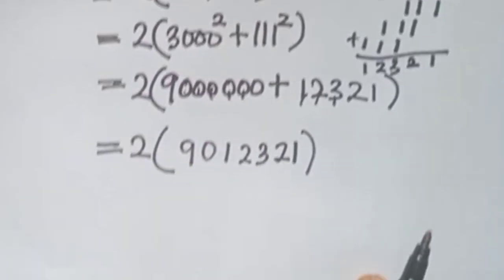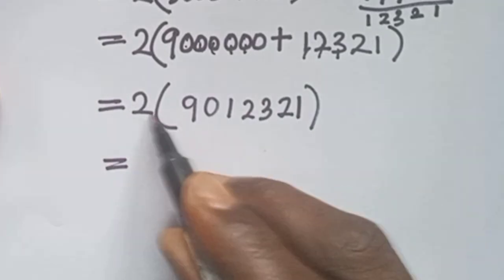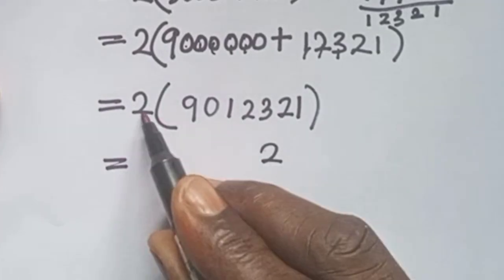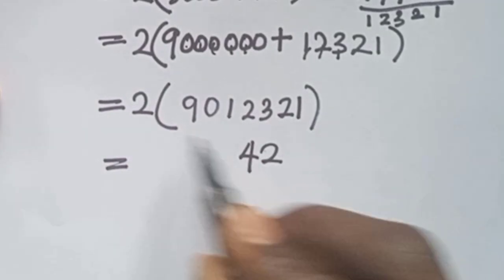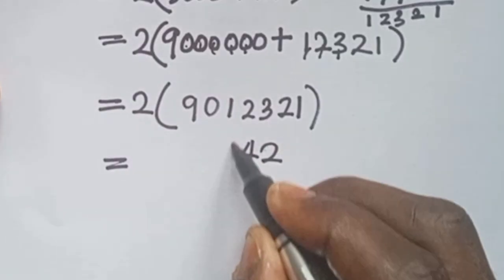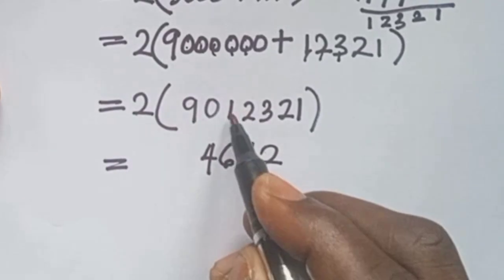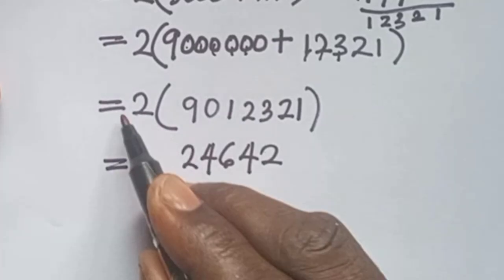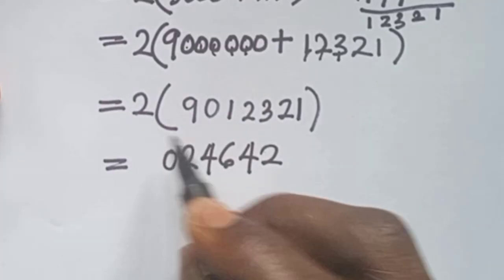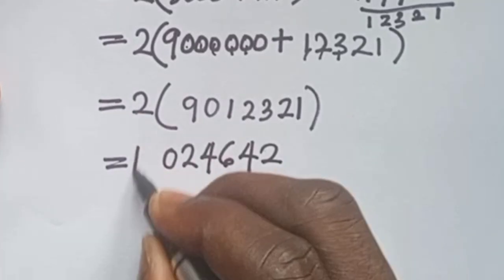So if we open up this bracket, 2 times 1, that is 2. 2 times 2, that is 4. And 2 times 3, it's 6. 2 times 2 again, it's 4. 2 times 1, that is 2. 2 times 0, it's 0. And 2 times 9, that is 18.